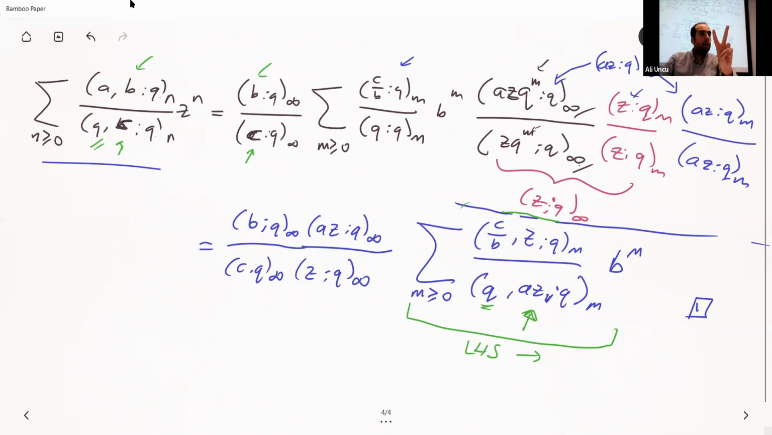But the choice of B, you have two options. You can either choose B to be C over B and apply this, then you're applying this transformation, or you can choose your B to be Z and apply this transformation. And you would see that you have different paths. And I will leave that as a homework. So apply this transformation again. Apply Heine again.